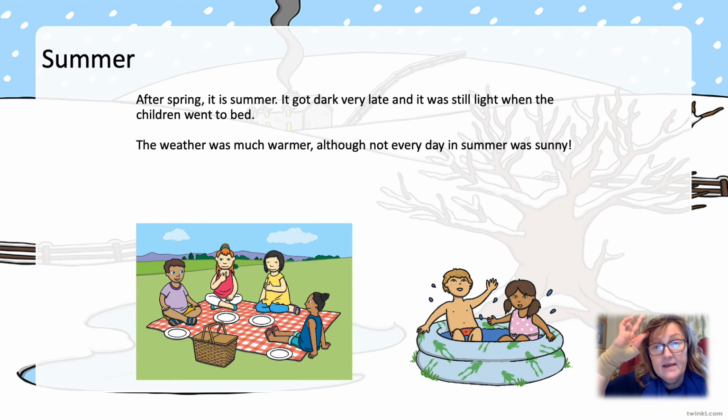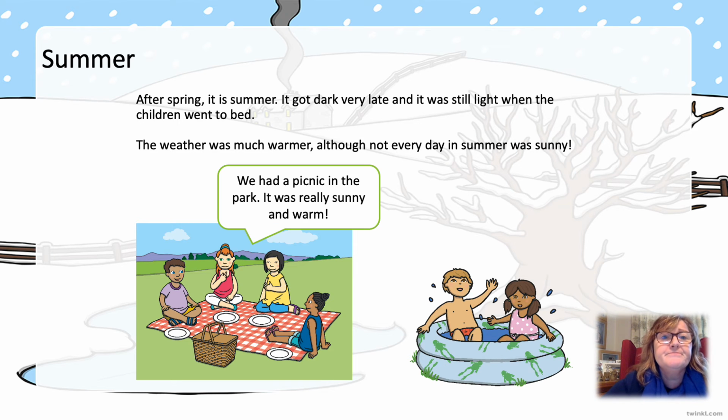And finally, after spring comes one of our favourite seasons of the year. That's right, summer. Some of the things that we love doing are on the pictures here, aren't they? After spring, it is summer. It got dark very late and it was still light when the children went to bed. The weather was much warmer, although not every day in summer was sunny. It rains lots sometimes as well, doesn't it?